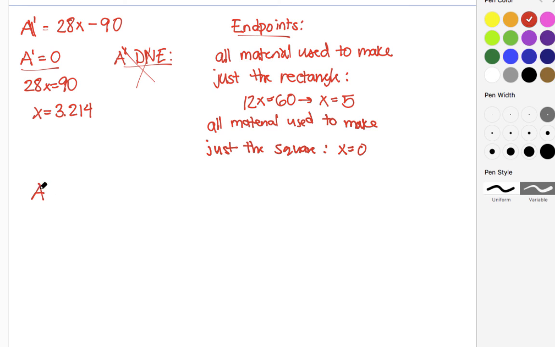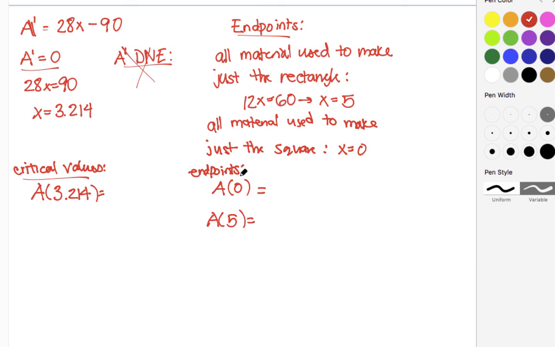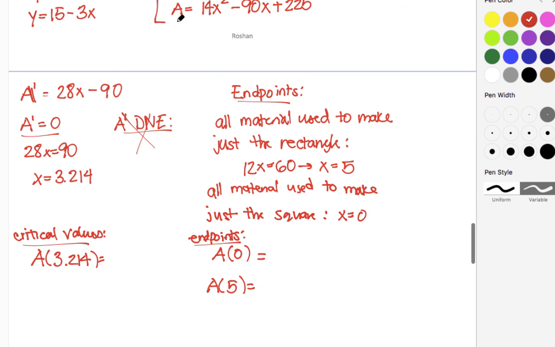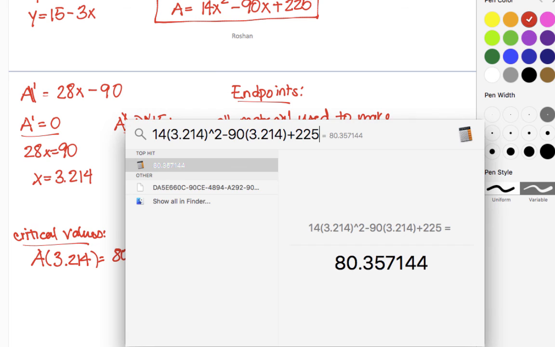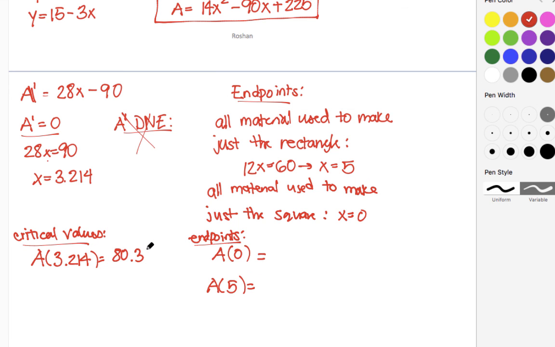So what I'm going to do is find the area at the critical value, and I'm going to find the area at the endpoints. Now the area equation I'm going to use is just this simplified thing right here, which is 80.357. If I put in a 0, I would just have 225, right? And if I put in 5, I actually get 125. And so this is the absolute biggest I see, so that's going to maximize, and this is the absolute smallest I see, so that's going to minimize.